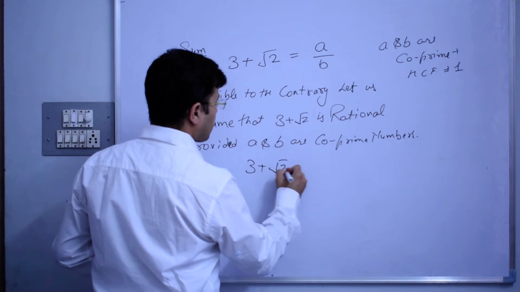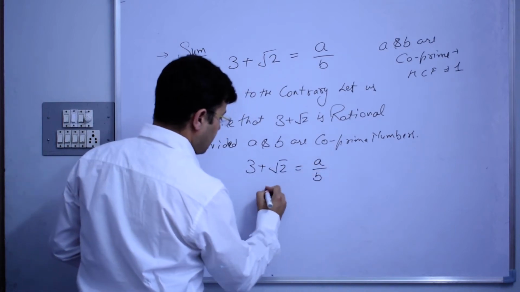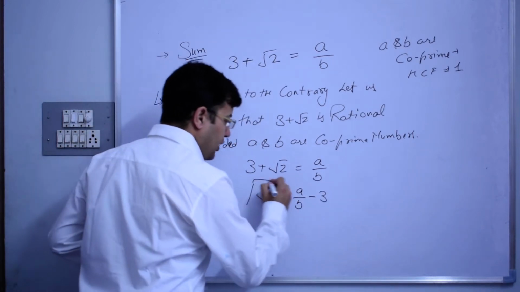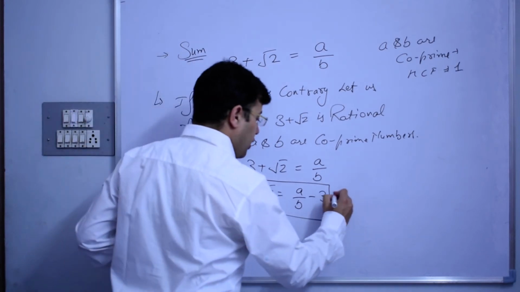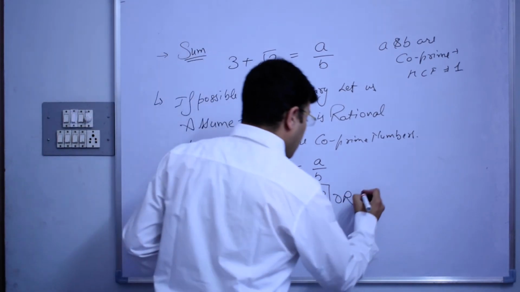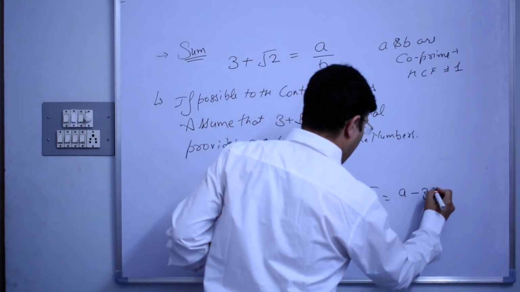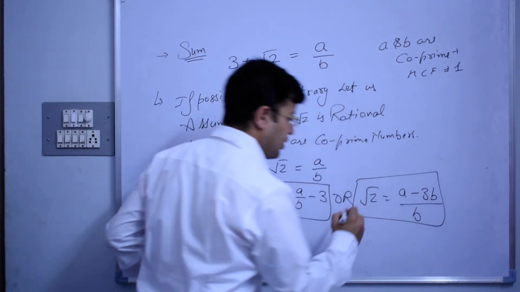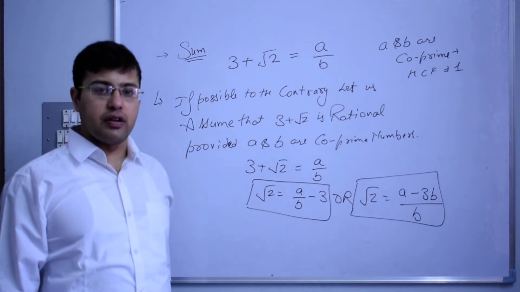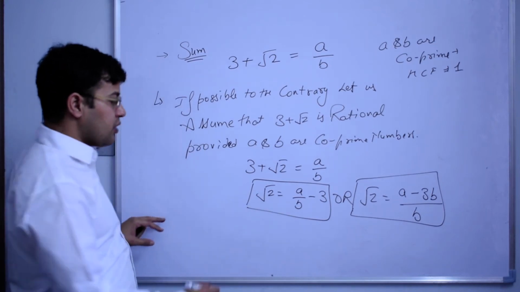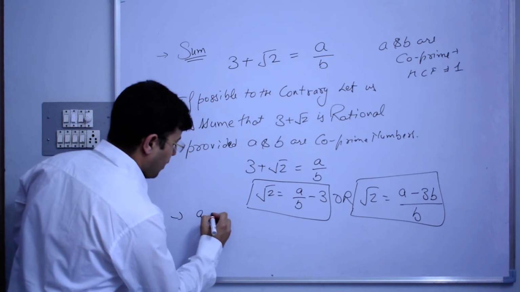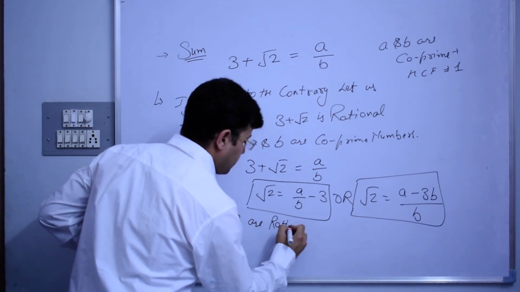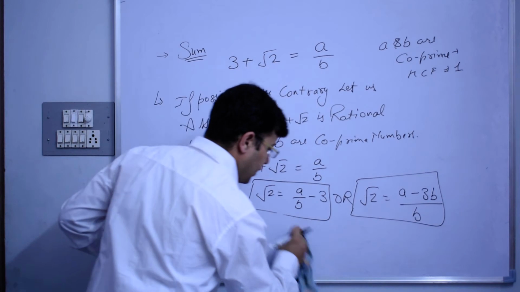3 plus root 2 is a by b. Root 2 will be a by b minus 3. You can leave it over here, or you can take a step further and take the LCM and write it as root 2 equals a minus 3b by b. Now wherever you stop, the question terminates over here. There is no mathematical portion left to be done. After here again the English will prevail. You will say that a, b and 3 are rational numbers, or you can also write integers.